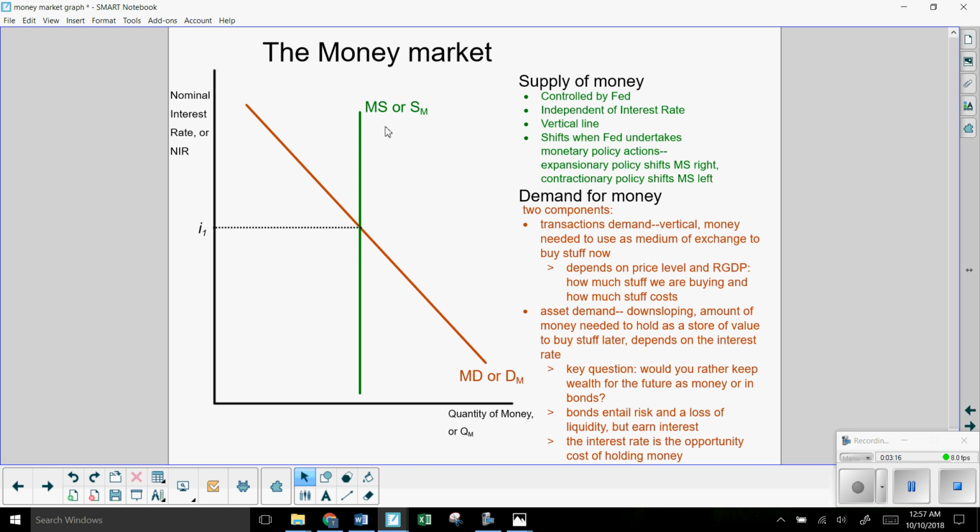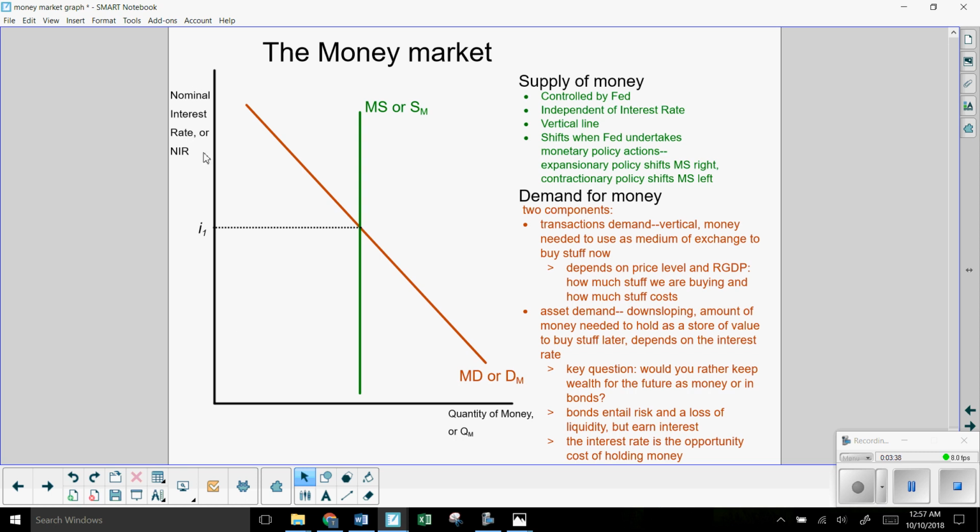We usually mark money supply with MS, or we can use supply of money, so S sub M or MS. Either way is a totally fine designation. Here, we're looking at the money demand curve, and here we can signal that with MD or D sub M. Either way, we're showing that this is the demand for money.